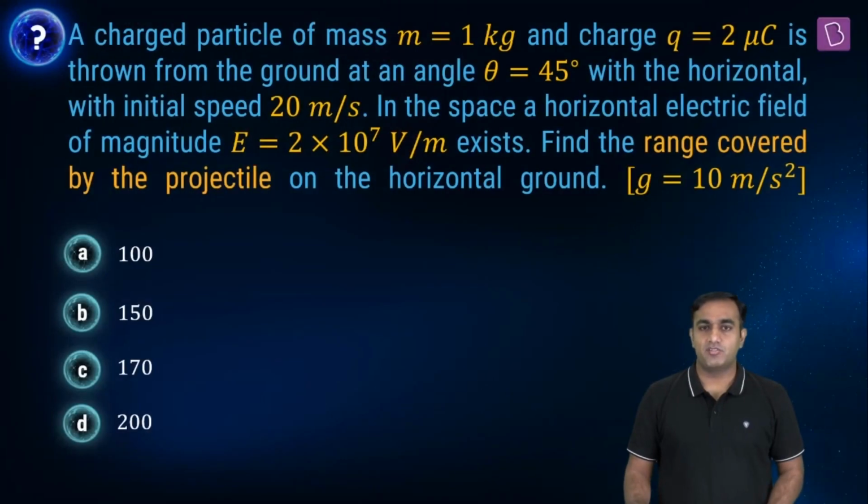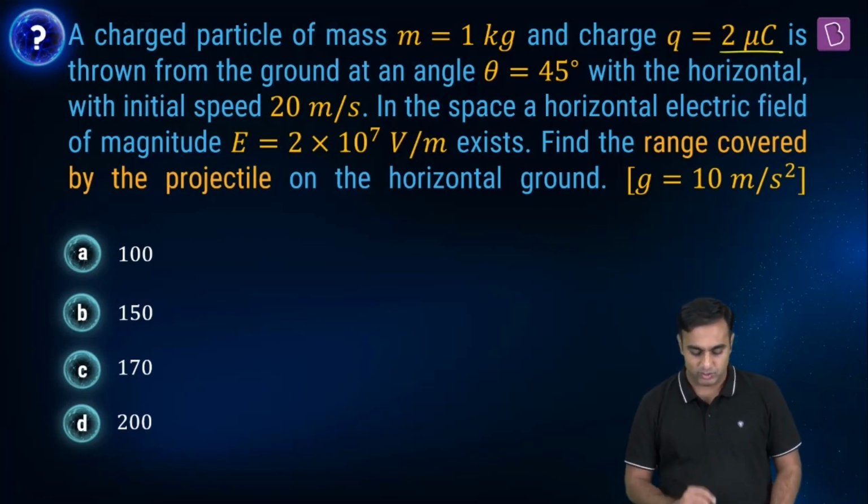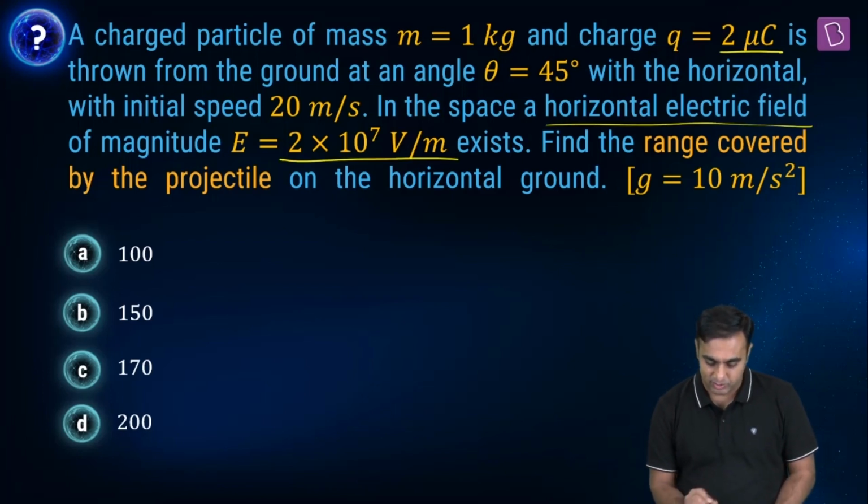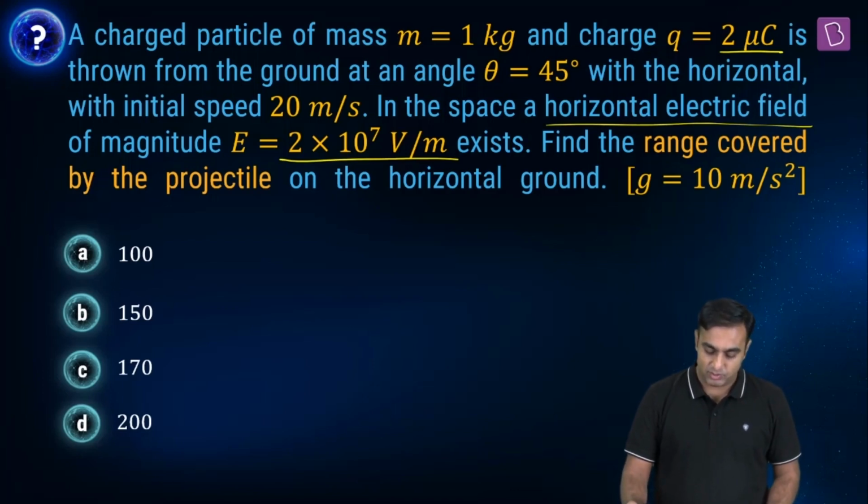Here is a question which combines motion in 2D concept that you learnt earlier with electrostatics. We are given here a charged particle of mass 1 kg and charge 2 microcoulomb. It is projected from the ground at an angle 45 degree with respect to horizontal. In this space, there is a horizontal electric field of magnitude 2 into 10 to the power 7 volt per meter in addition to the gravitational field.